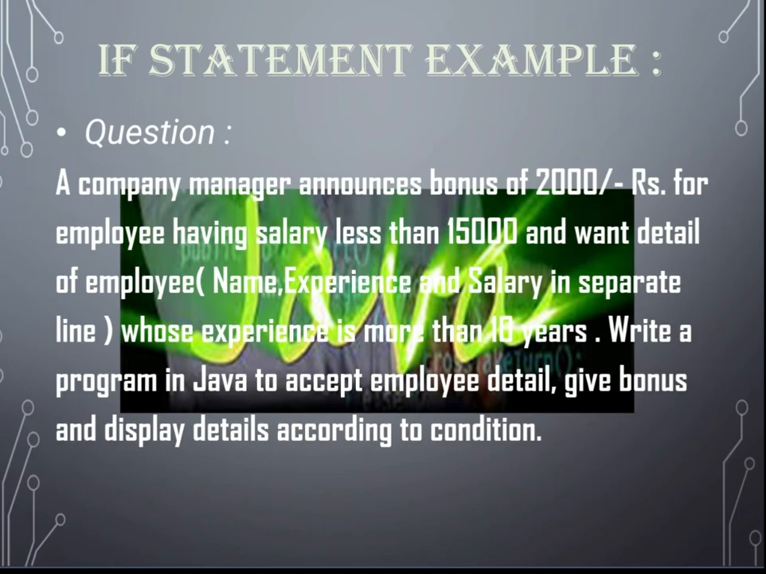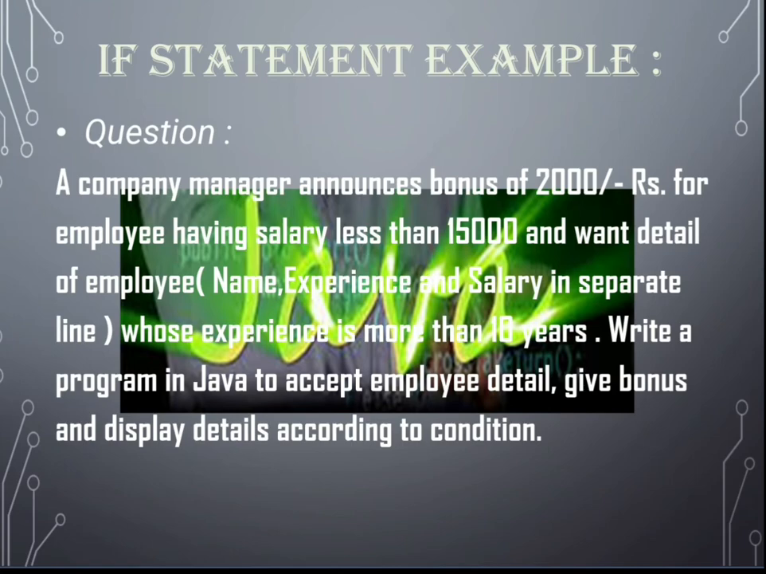If salary is greater than 15,000, we are not supposed to do anything. In simple terms, in this question we have to use two ifs, not a single if. One is for checking whether the salary is less than 15,000 or not, and the next is whether our experience is more than 10 years. And if it is, then we have to display things.